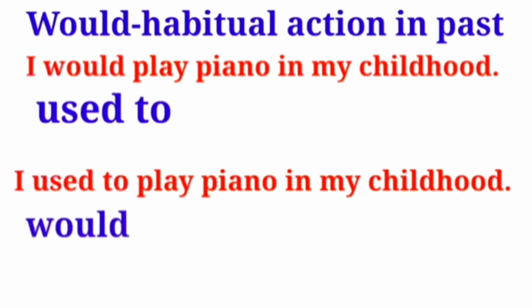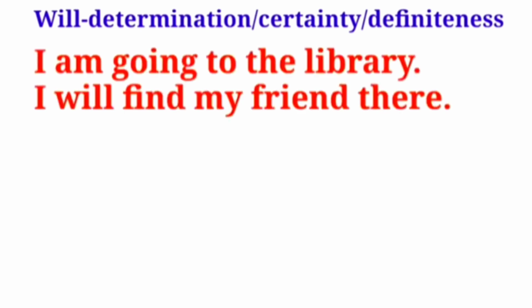Let us see the next modal verb, that is will. The modal verb will is used to express determination or certainty about particular action in the future. Let us see the example. I am going to the library. I will find my friend there. In this sentence, the modal verb will expresses the certainty or determination about what the speaker says.